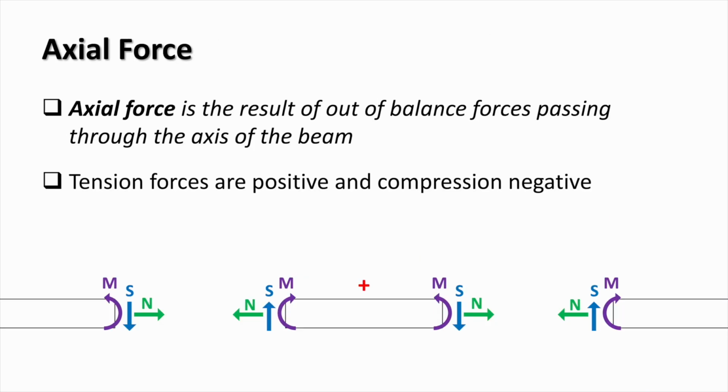Axial force occurs when forces act along the axis of the beam. This type of internal force will cause the beam to either stretch in tension or shorten in compression. By convention, tension is positive, compression is negative. In many beam problems, axial force may be 0 unless horizontal forces are present.